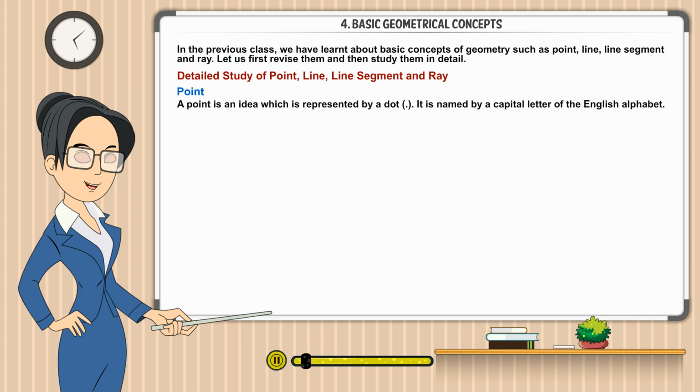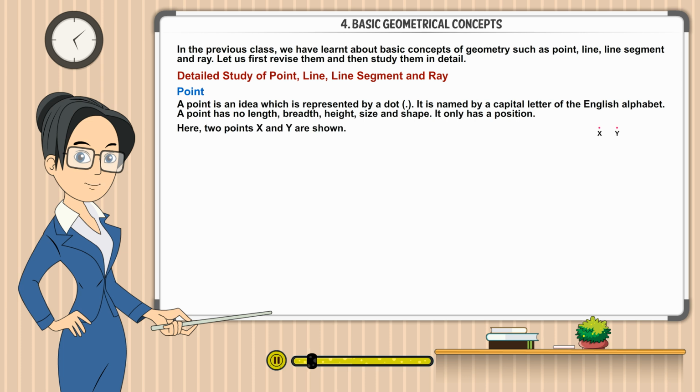Point. A point is an idea which is represented by a dot. It is named by a capital letter of the English alphabet. A point has no length, breadth, height, size, and shape. It only has a position. Here, 2 points X and Y are shown.